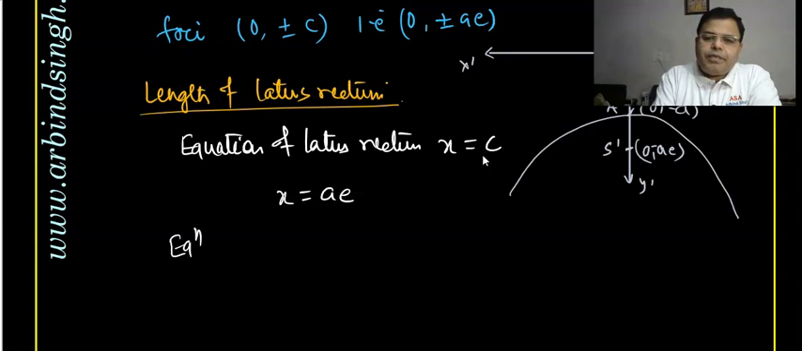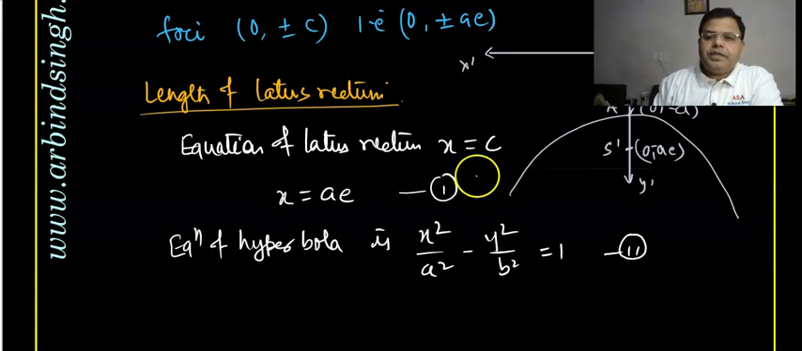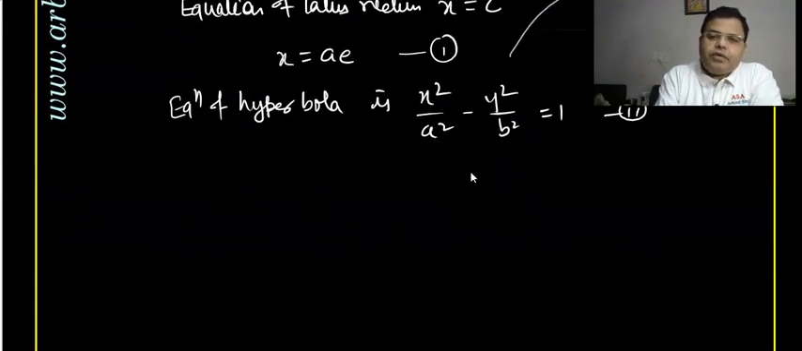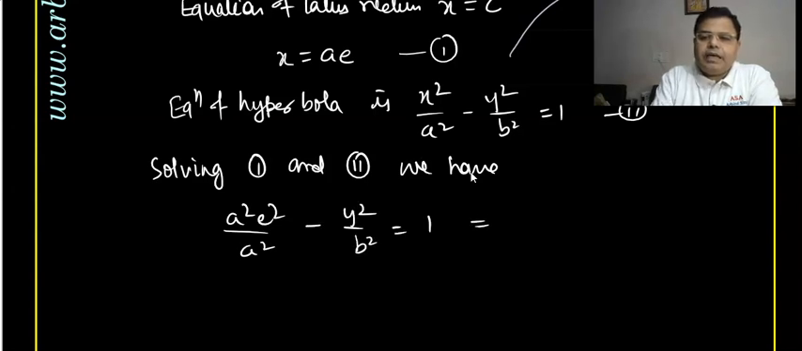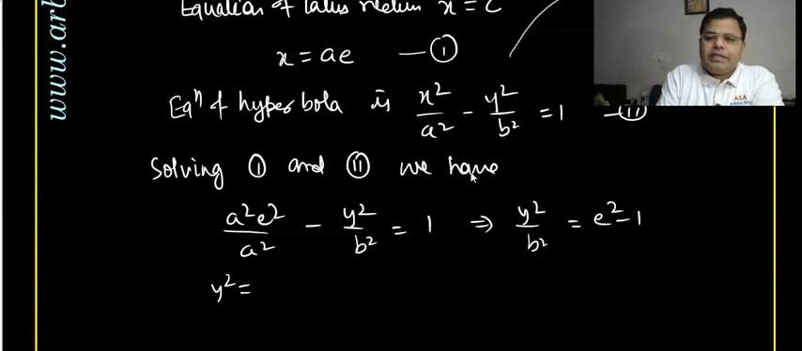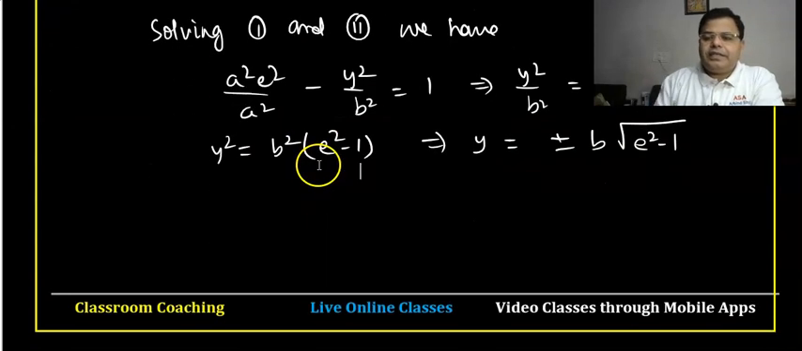And the equation of the hyperbola is x square by a square minus y square by b square is equal to 1, and the latus rectum is x is equal to ae. Now on solving these two equations, the point of intersection: we have a square e square upon a square minus y square by b square is equal to 1, and therefore y square by b square is equal to e square minus 1. This implies y square is equal to b square into e square minus 1, so y is equal to plus minus b under root e square minus 1.